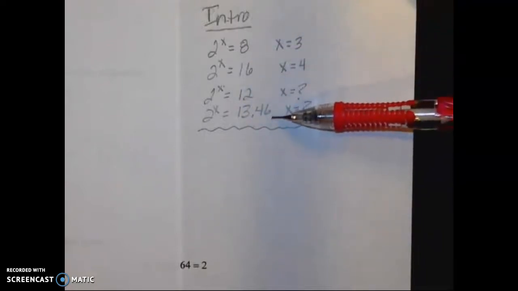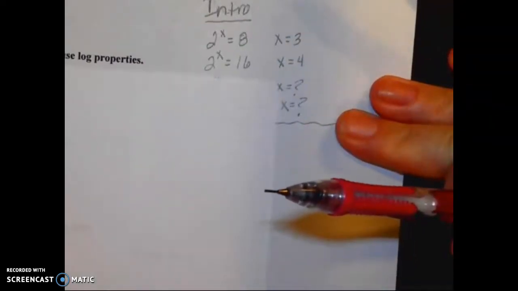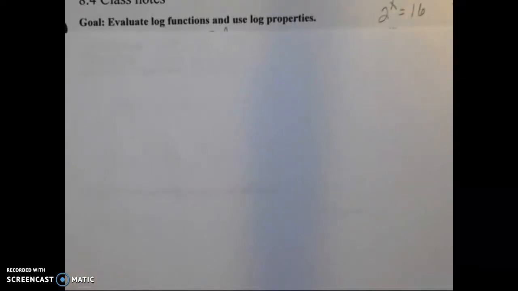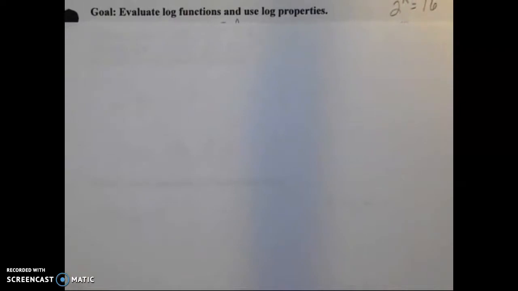Also, if you don't have an integer here, you definitely can't do this in your head. 2 to what exponent gives me 13.46? I have no idea. So that's where logs come into play. That's what a log does. So you and I are going to be, let me just scroll down so you can see the goal, evaluating log functions and using log properties.